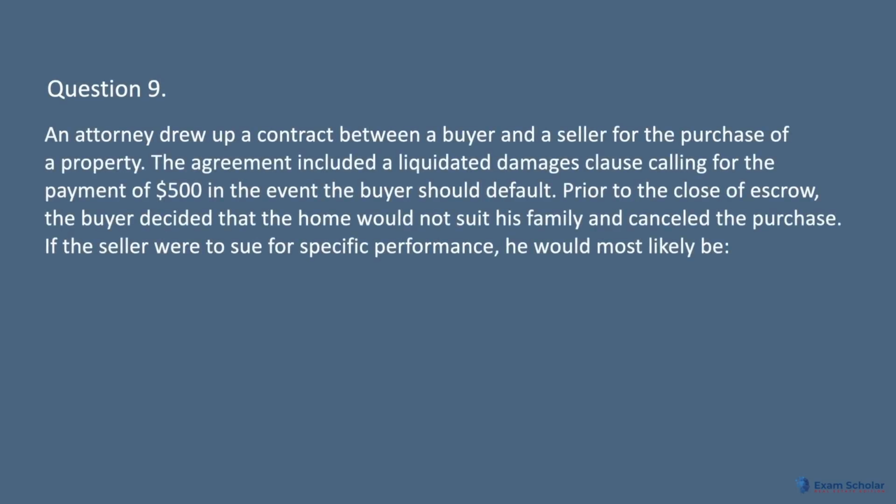Question 9. An attorney drew up a contract between a buyer and a seller for the purchase of a property. The agreement included a liquidated damages clause calling for the payment of $500 in the event the buyer should default. Prior to the close of escrow, the buyer decided that the home would not suit his family and canceled the purchase. If the seller were to sue for specific performance, he would most likely be A.